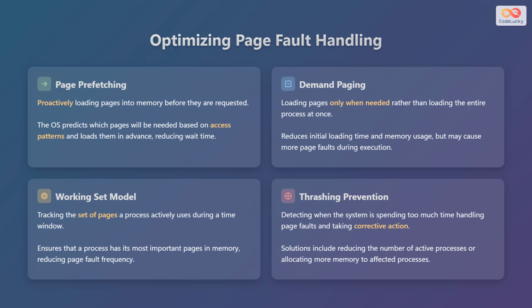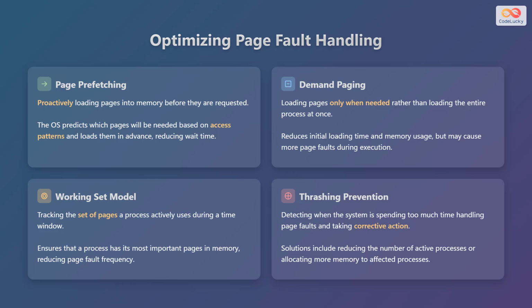Now let's explore techniques to optimize page fault handling. First one is page prefetching. This proactively loads pages into memory before they are requested. The operating system predicts which pages will be needed based on past access patterns and loads them in advance, reducing wait time when those pages are eventually accessed.